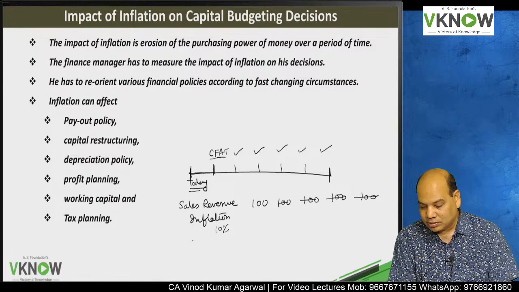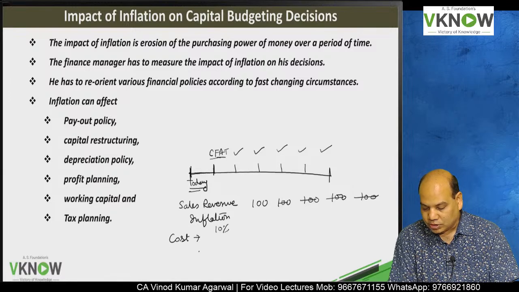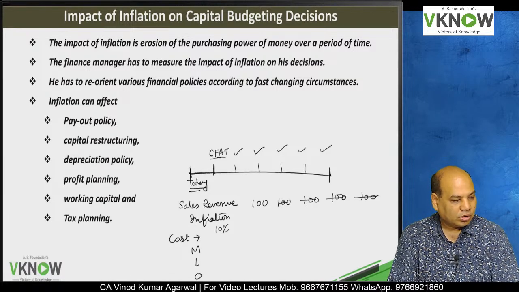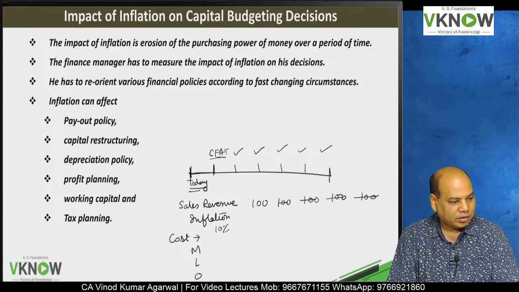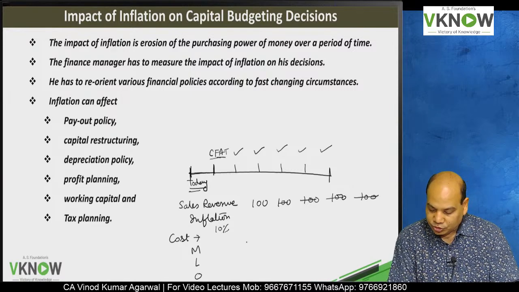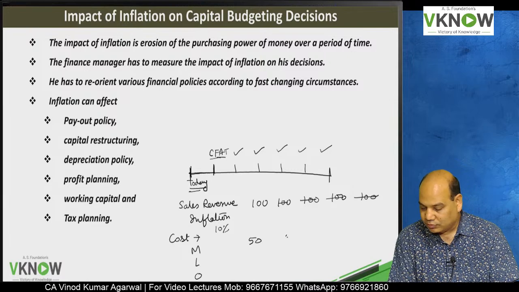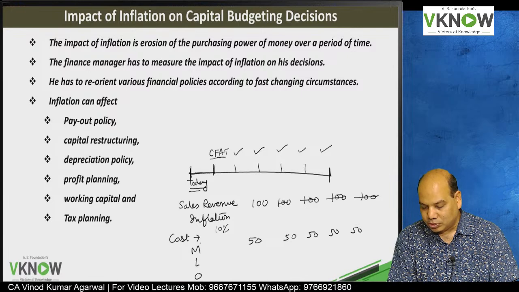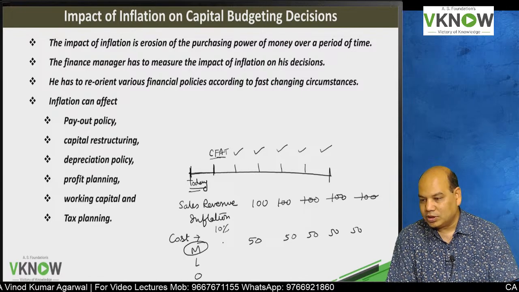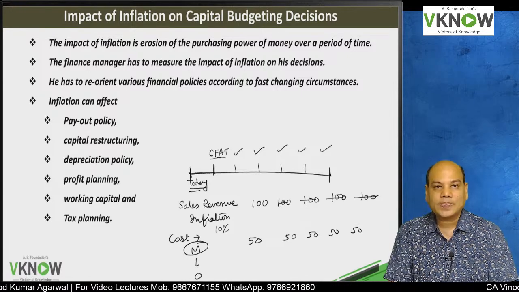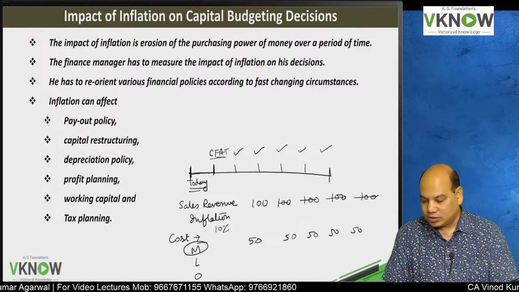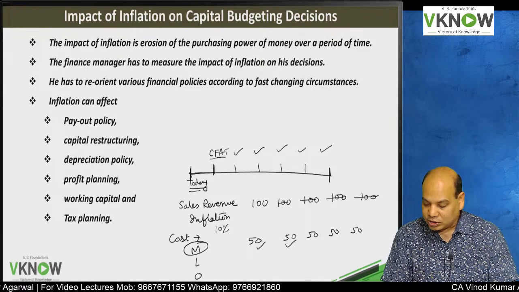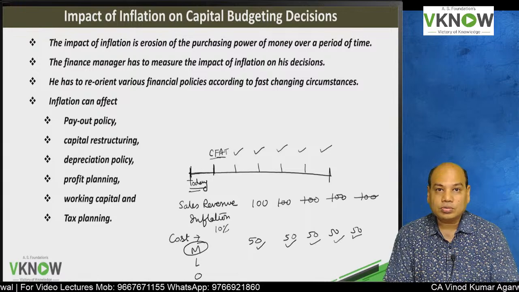More important, cost comprises material, labor, overhead. Now you see, you have taken some fixed material cost that you assume will be 50, but do you think material cost will be 50? There is so much inflation that the projection you are making is not true.